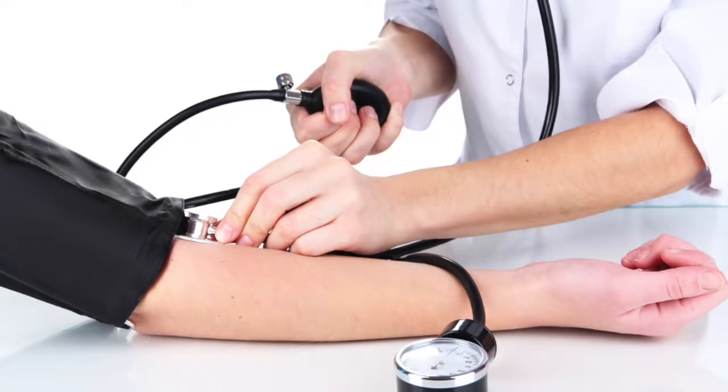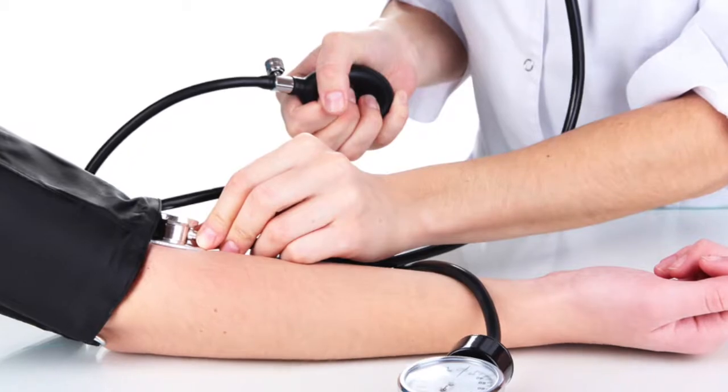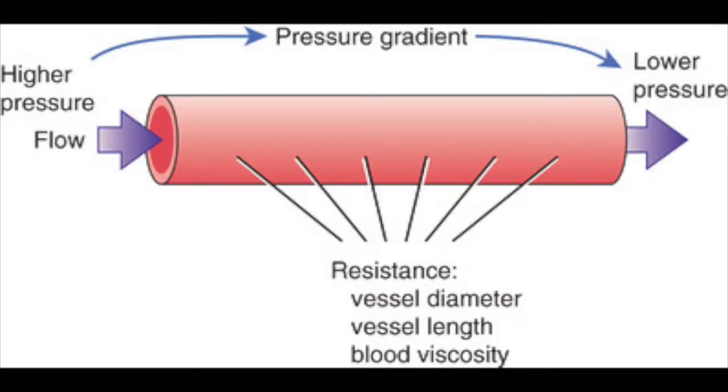Blood pressure is a force pushing against the vessels. It's better to measure blood pressure near the heart. Peripheral resistance is friction found by blood against the vessels. It's affected by blood viscosity, blood vessel diameter, and total blood vessel length.